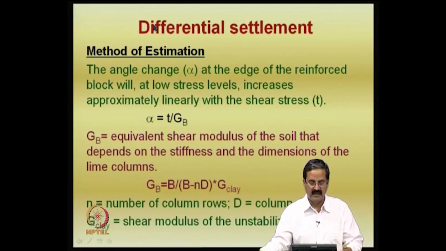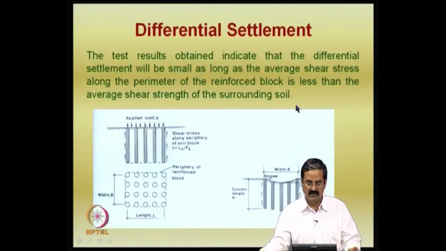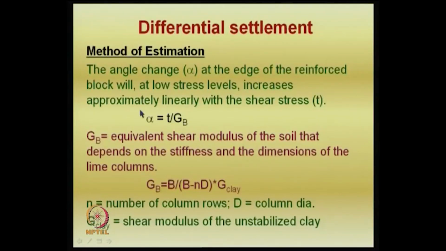We also can estimate the differential settlement. There is a simple method. The method of estimation is that, as I just showed you, the alpha which you have here at this point needs to be calculated. This alpha you can get from this expression, where we take the shear stress divided by the shear modulus. The shear modulus is nothing but the shear of the material.